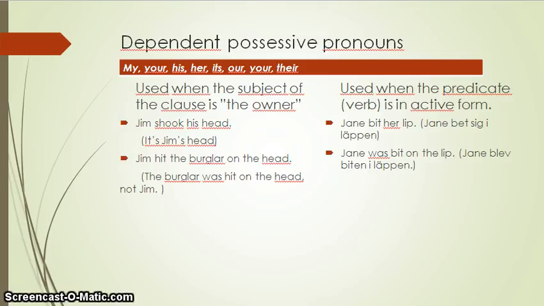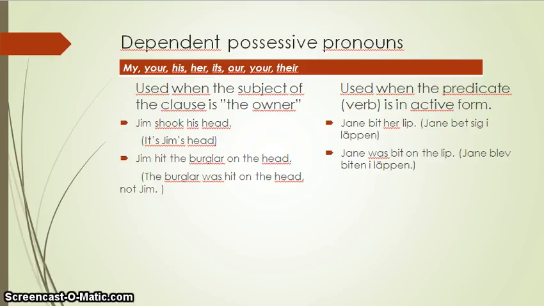The dependent possessive pronouns are my, your, his, her, its, our, your, their, and they are used when the subject of the clause is the owner. For example, Jim shook his head. It's Jim's head. Note the difference between Jim hit the burglar on the head. It means that it wasn't Jim's head, it was the burglar's head. And then we have the head instead of his head.